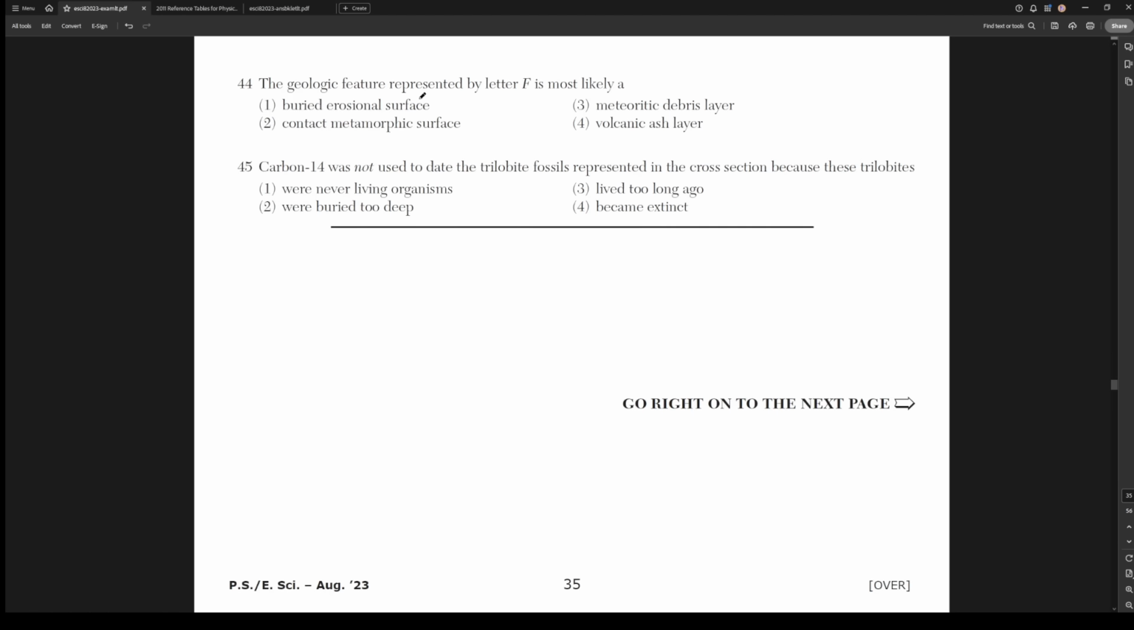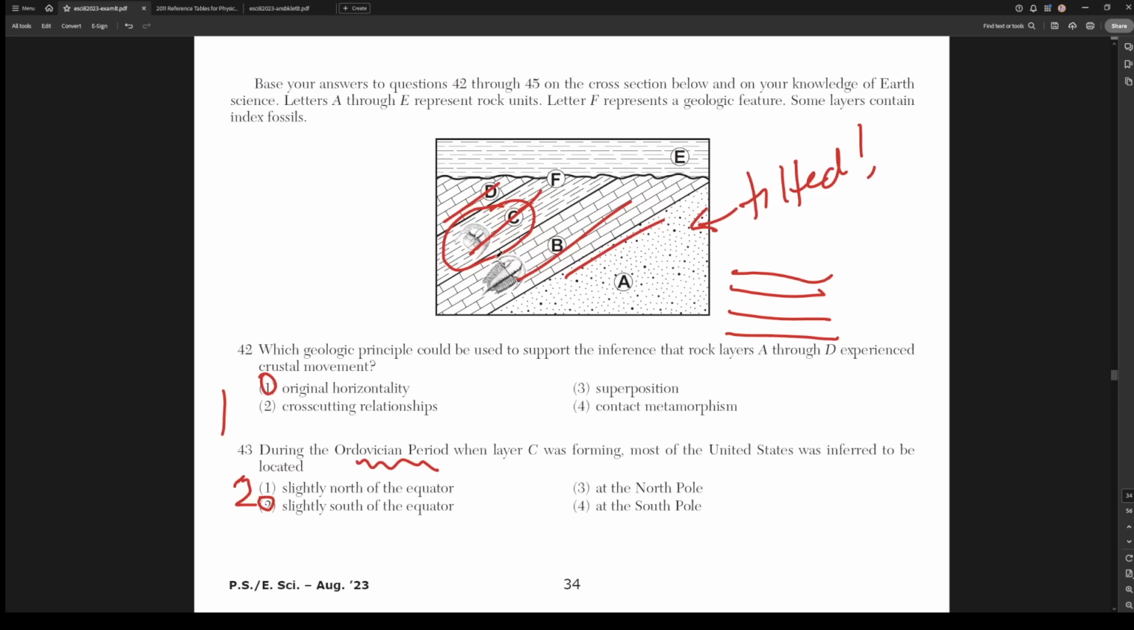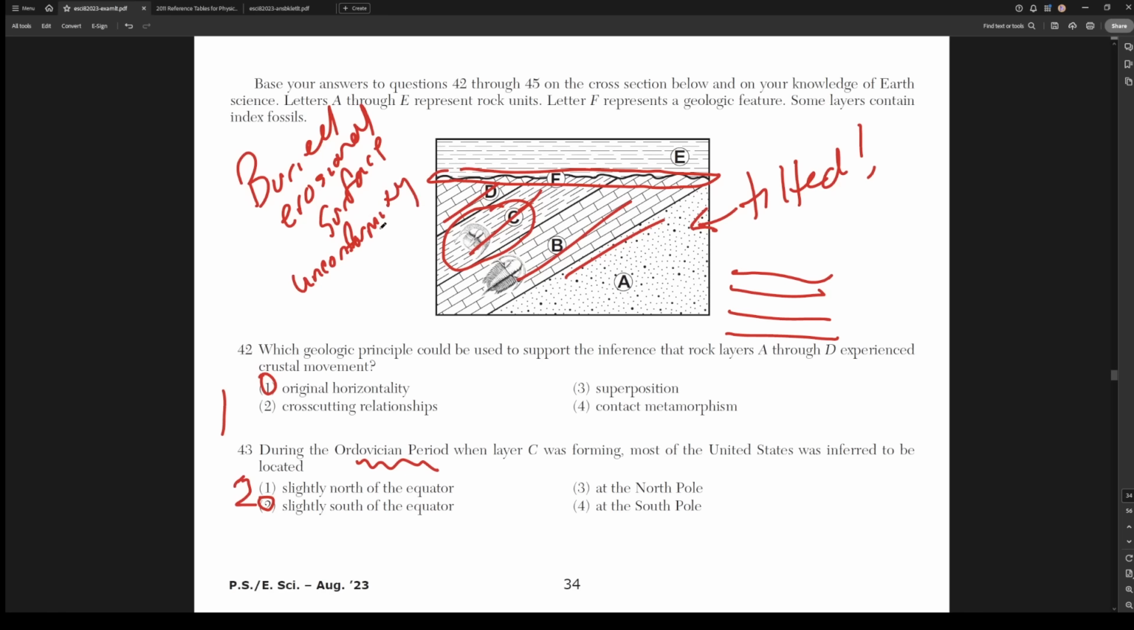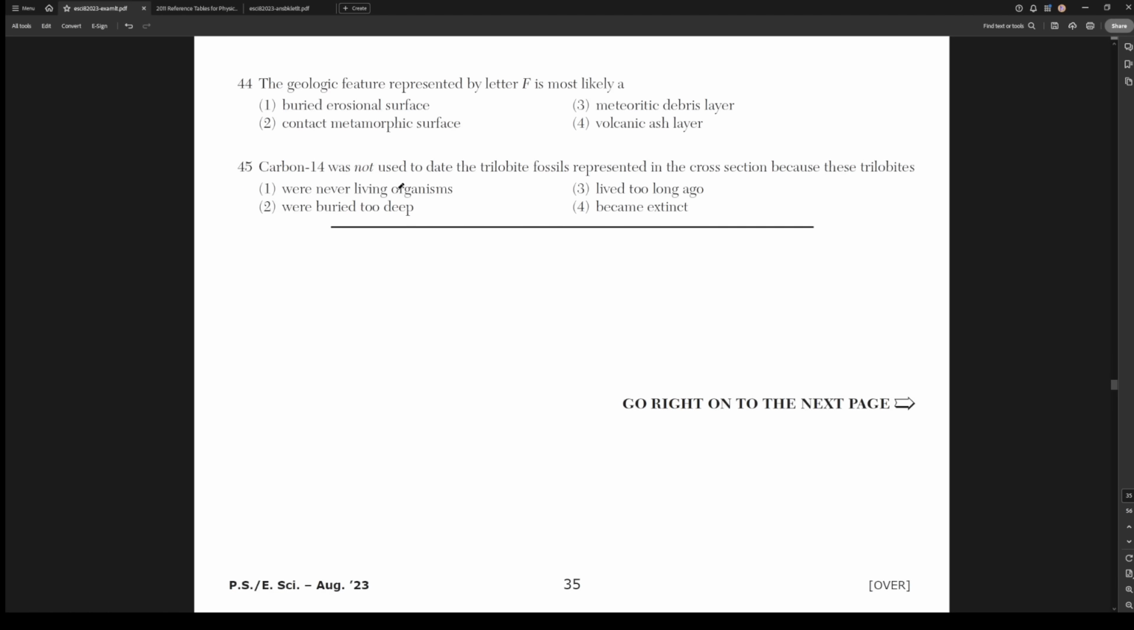44. The geologic feature represented by letter F is most likely a... Where's letter F? Oh, here. Okay, this squiggly line means that there was a layer there, but it was eroded away. So we call that a buried erosional surface, and its nickname is an unconformity. So 1. It'll say either one of those.